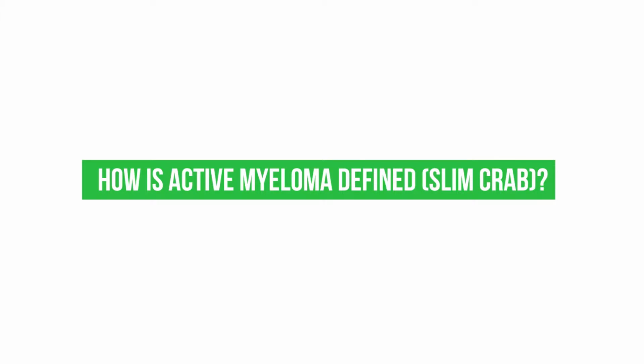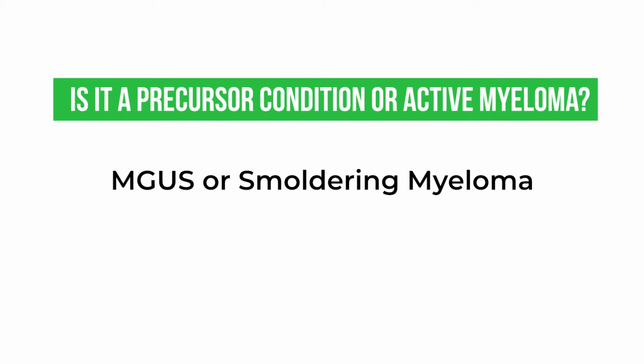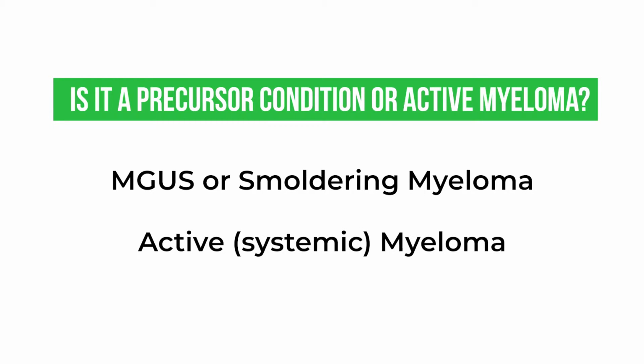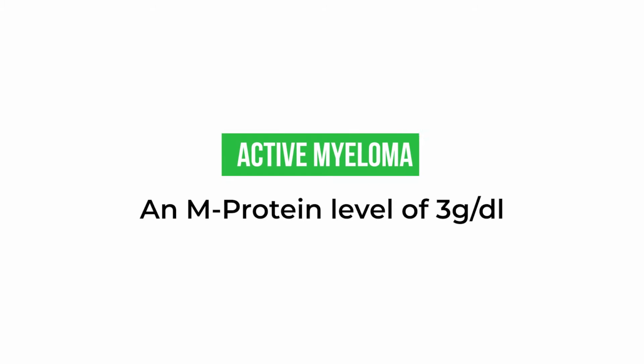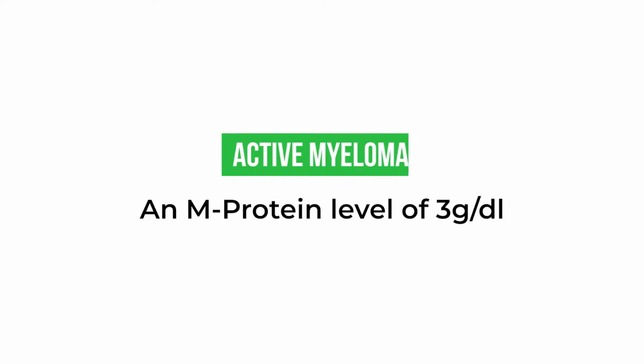How is active myeloma defined? Right. So when patients initially present with a plasma cell disorder, we have to characterize whether or not someone has a precursor condition, such as MGUS, or smoldering myeloma, or whether or not they have systemic myeloma that requires treatment. The actual level of M protein that defines myeloma, technically speaking, is 3 grams per deciliter.